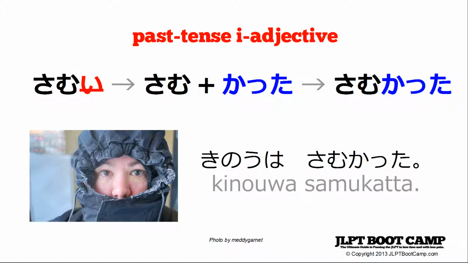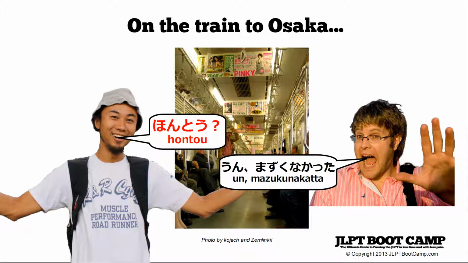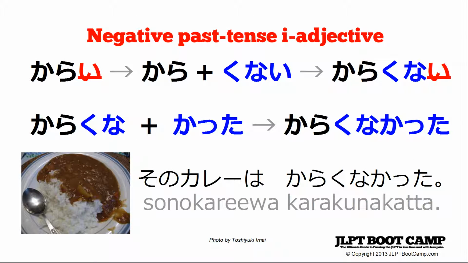So continuing with the conversation, your friend says Honto, which means really. Are you serious? It was so. And you answer, mazuku nakata. It wasn't too bad. Mazui means unappetizing, not good tasting, basically, is a rough translation. So mazuku nakata is it wasn't bad, but it wasn't good. And you use the negative past tense e adjective there.